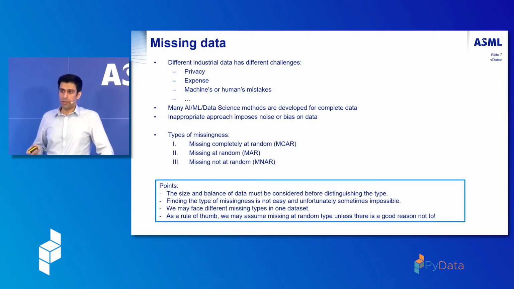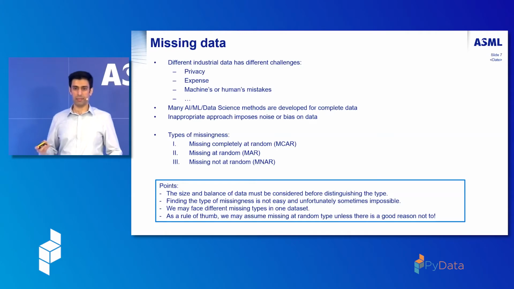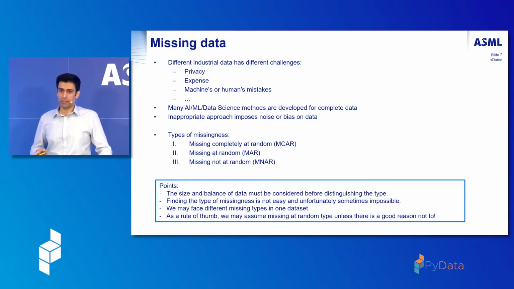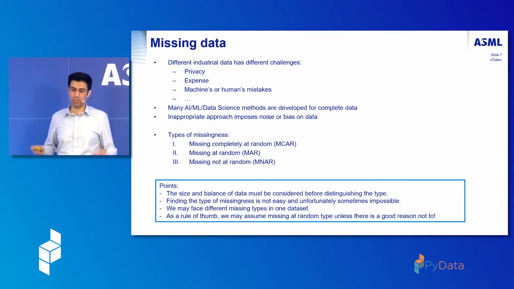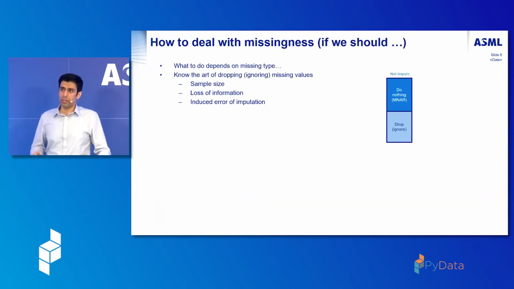Also, before trying to distinguish the type of missingness, you need to be sure that you know enough about your data, that the data is complete enough or balanced enough. And as a rule of thumb, you will find that in many cases, people already assume that the data is missing at random, just to make life easier for themselves. But obviously, this is not an accurate assumption. So how to deal with missingness?